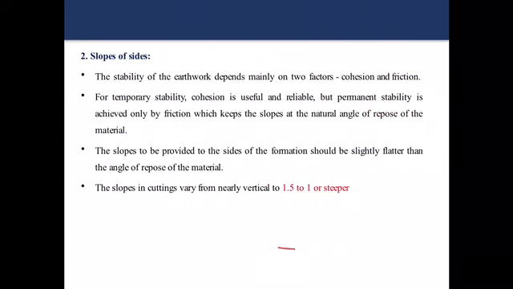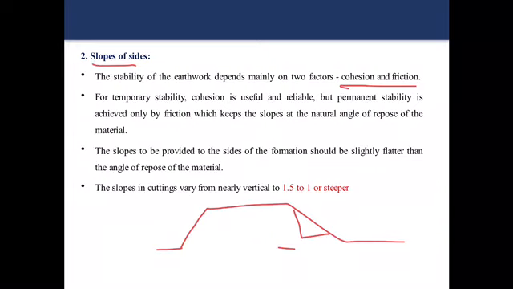The second parameter we need to keep in mind when the formation is constructed is the slope of the sides, especially when your alignment is on the embankment. What slope needs to be considered? There are two properties which affect the strength and stability of the formation: cohesion and friction. Cohesion is nothing but the interlocking property between the particles, and friction is how well the material gets packed. The higher the friction, the higher the interlocking capacity.